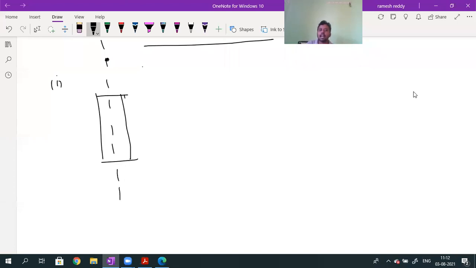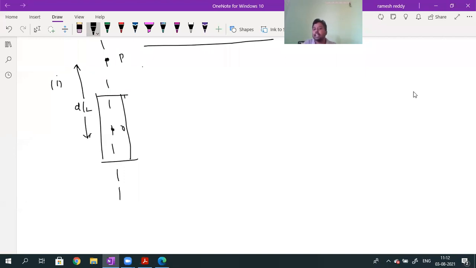Let me consider another point. What is this point P's distance from the center? This point P's distance from the center, let me call it D by 2. This is the center and this distance is D by 2.